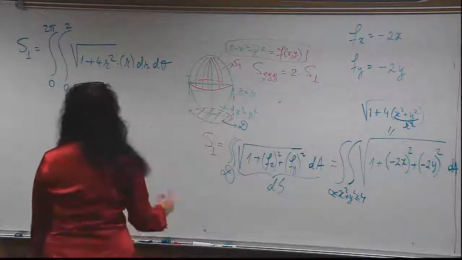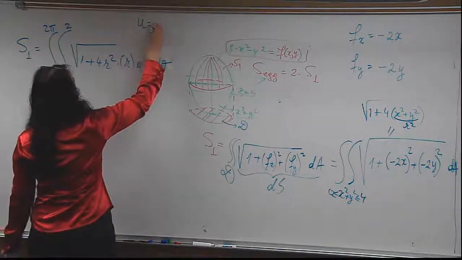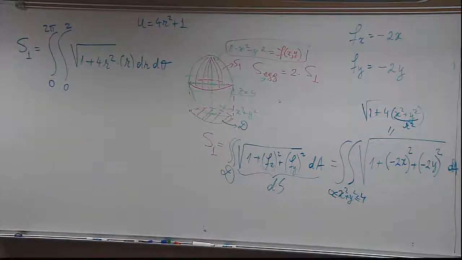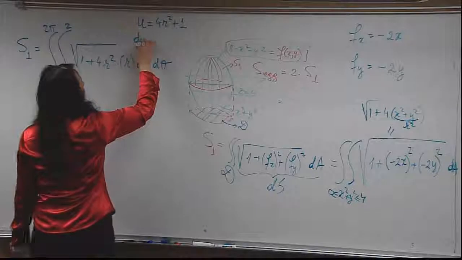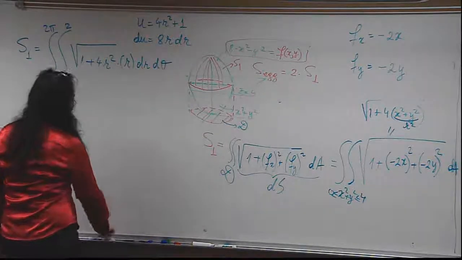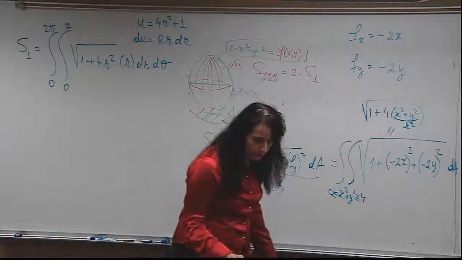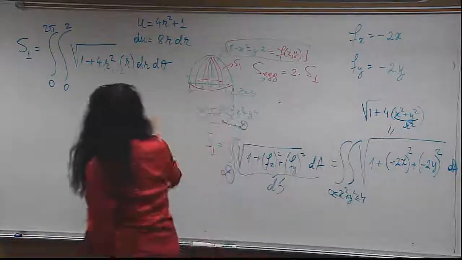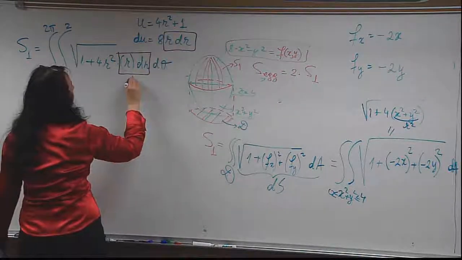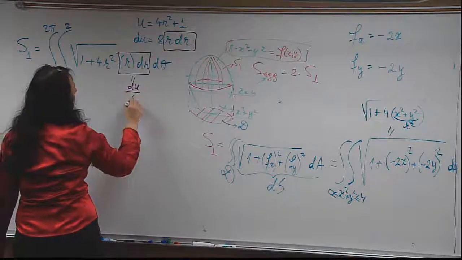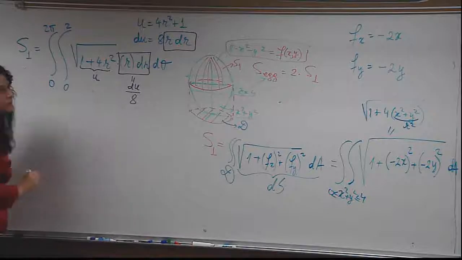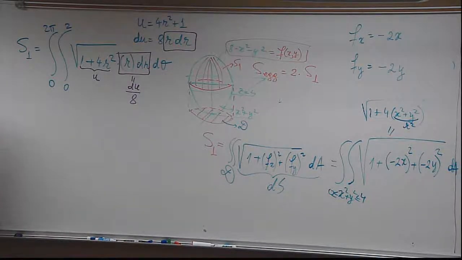So U substitution. U is 4r squared plus 1. That's our only hope. We have no other hope. Du is going to be 8r dr. And r dr is a married couple. They stick together. Where is the purple? The purple is here. R dr is du over 8. This fellow's name is U. He is U. He is not you, but he's like you.